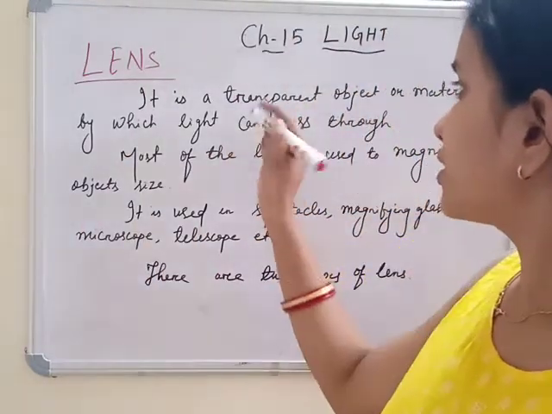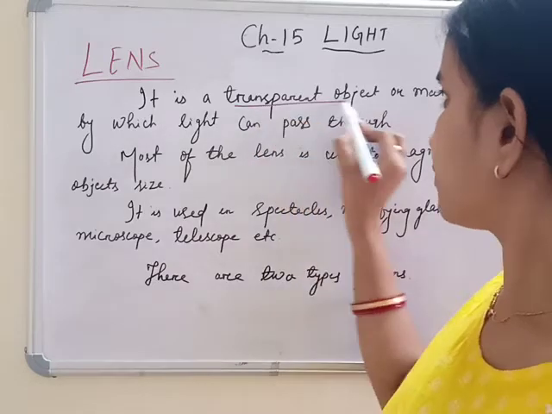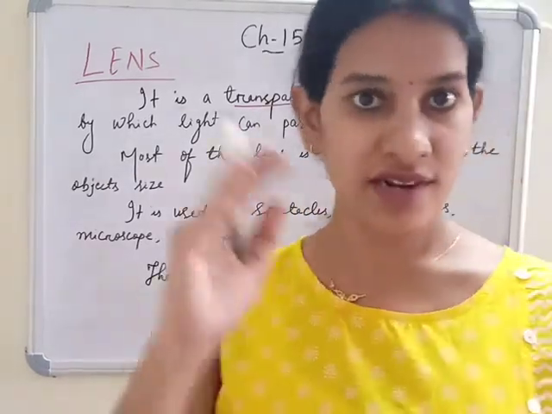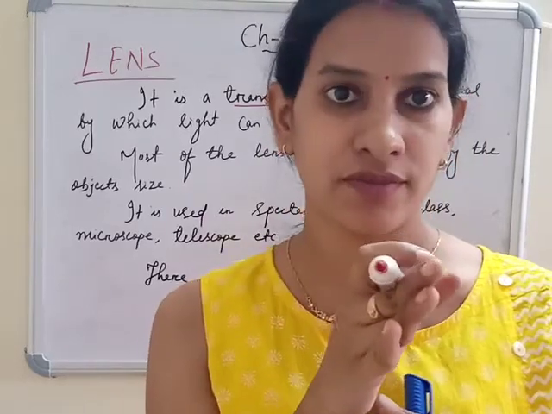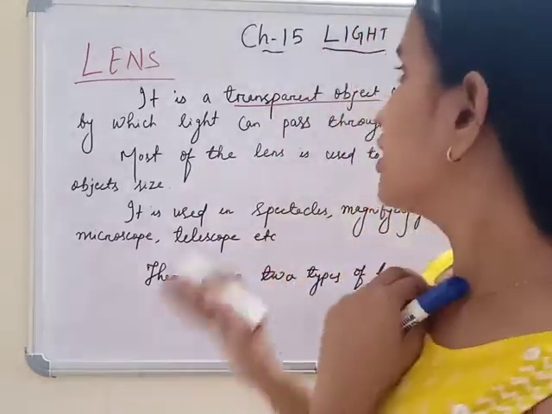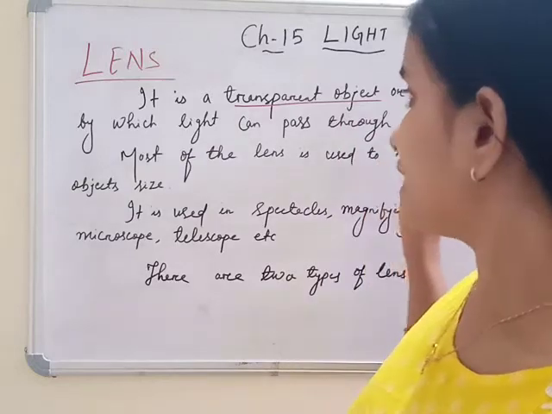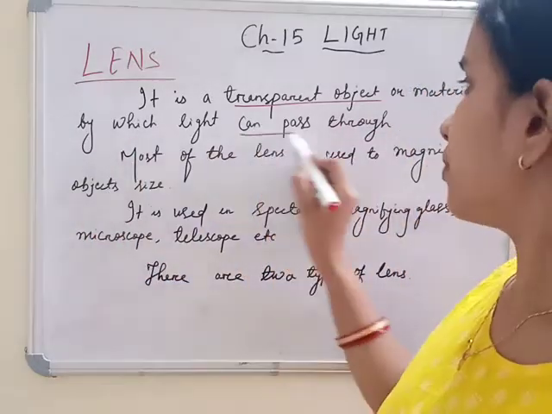It is a transparent object. In a mirror, one side is reflecting and the other is blocked, so light cannot pass through them. Okay? A lens is a transparent object or material through which light can pass.